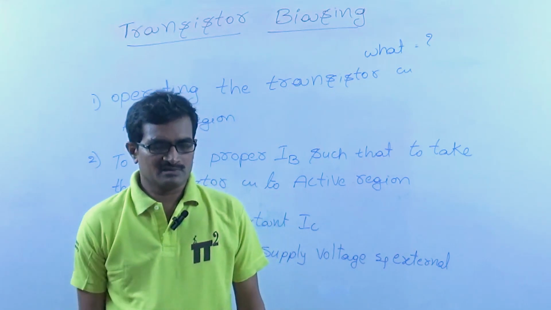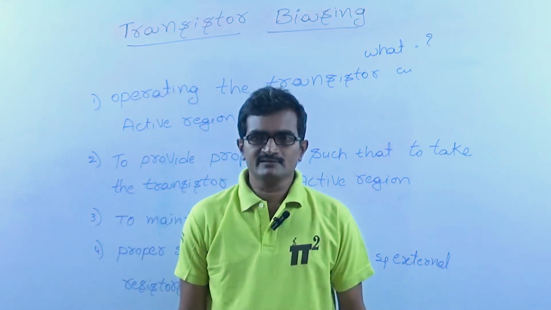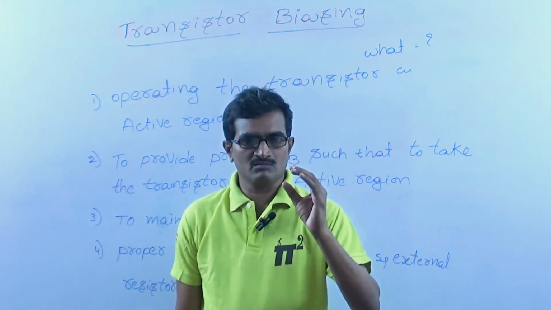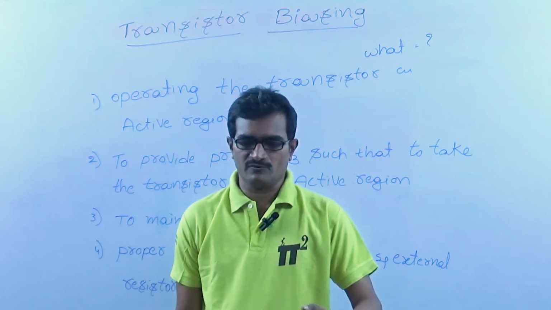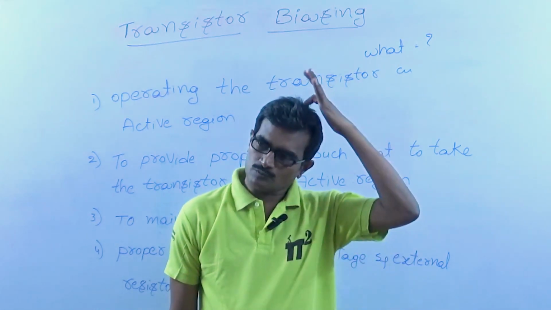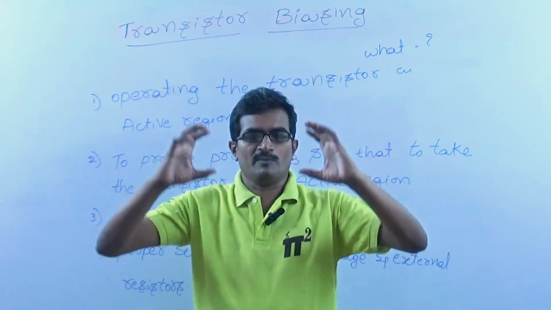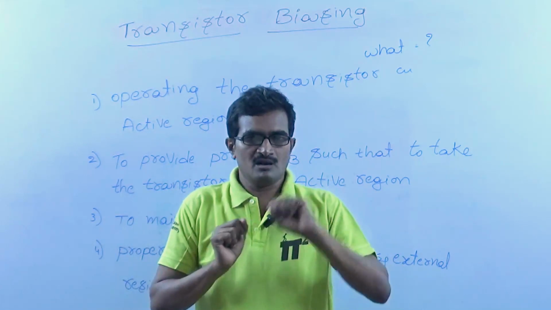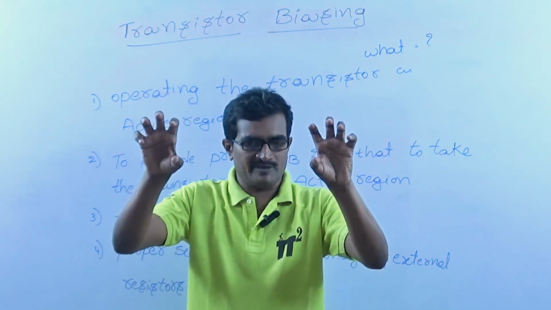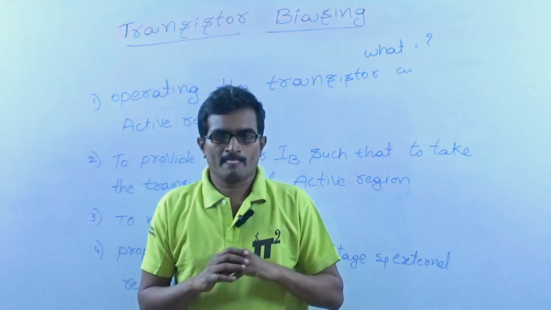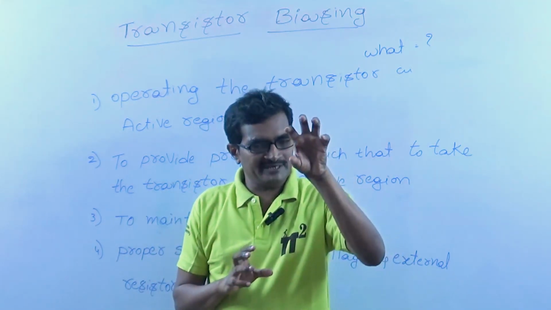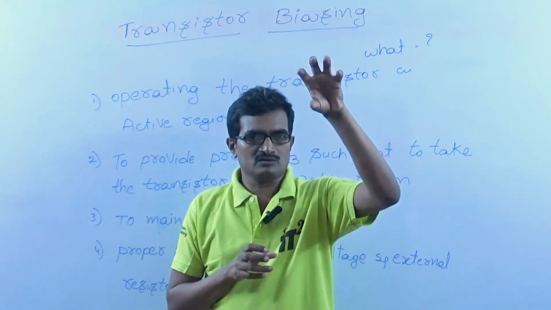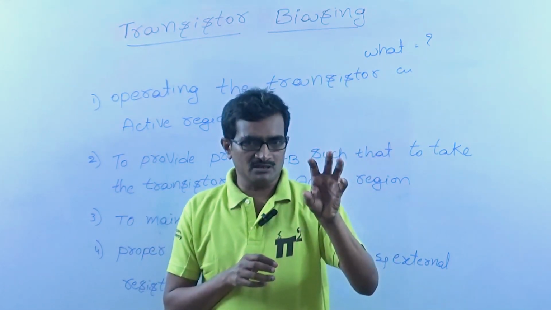Last session we introduced the transistor and the different modes or regions of operation. First we discussed the saturation region, where both the emitter junction and collector junction should be in forward bias. The next one, the cutoff region, has both the emitter junction and collector junction in reverse bias. There it acts as an off switch. So saturation region is an on switch, cutoff region is an off switch.